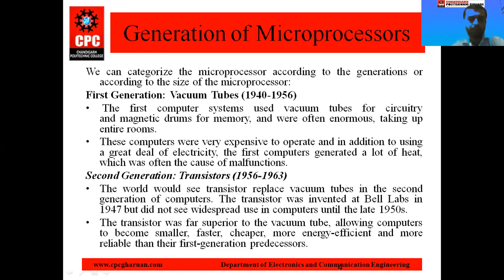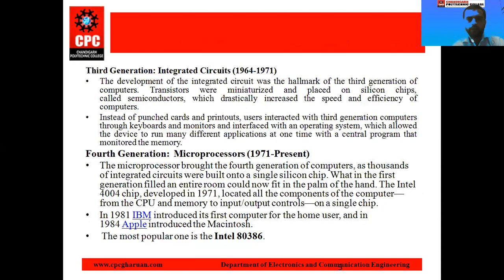The speed of semiconductor devices is much more than that of vacuum tubes. This generation ran from 1956 to 1963, and in it the vacuum tubes were replaced by transistors and diodes. With the help of logic circuits and diodes, the computers are formed. The size of the computer is reduced in the second generation as compared to the first generation.